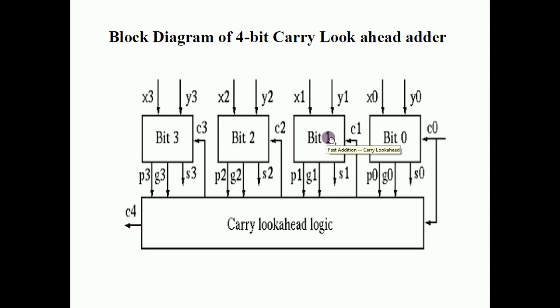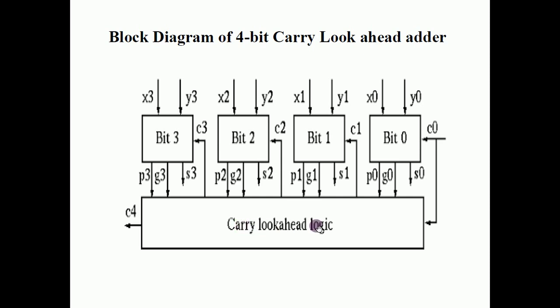Bit 1 is operating on the first bit, second bit, and third bit. So it can be considered as full adder 0, full adder 1, full adder 2, and full adder 3. As this is a carry lookahead adder, there is a special block called carry lookahead logic. Why do we need this? What are the advantages of this carry lookahead adder over the ripple carry adder? That we have to understand.